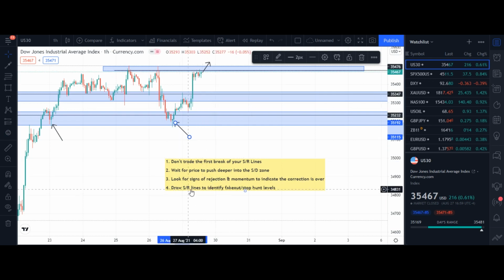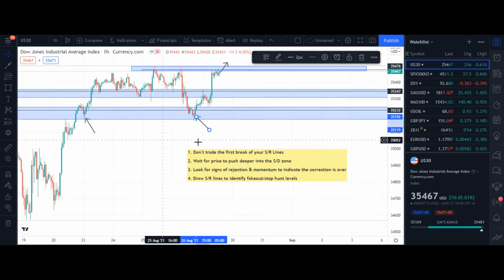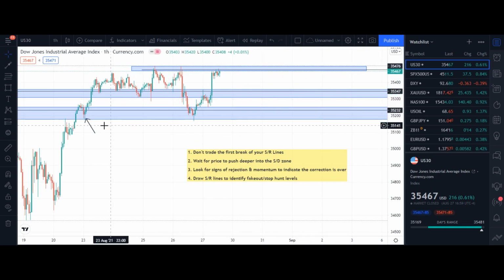And lastly, draw support and resistance lines to identify fake out and stop hunt areas on your charts. When these are used in conjunction with one another, I'm telling you, your win rate is going to shoot through the roof.